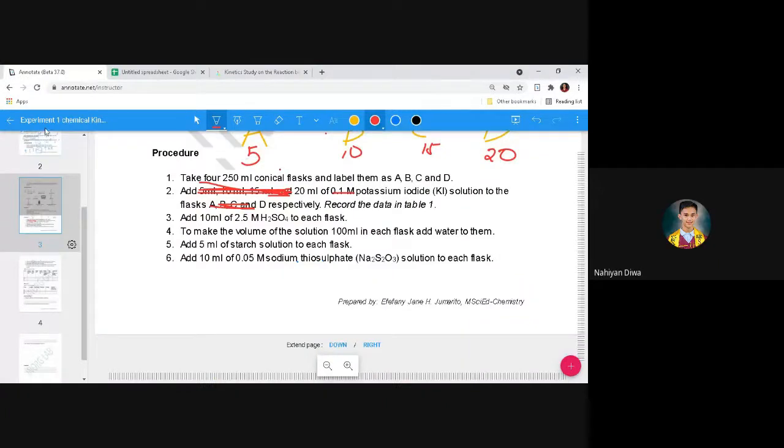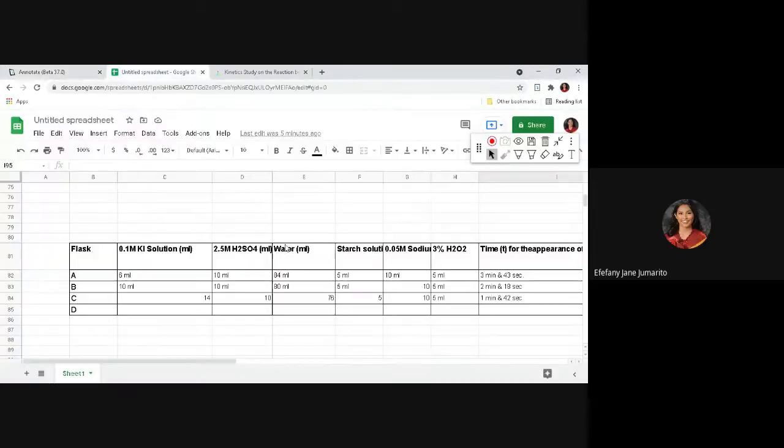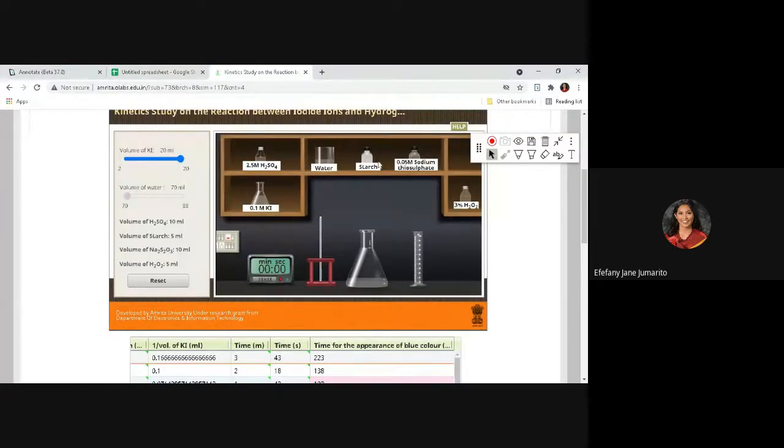Okay. Then after that, we will add 5 ml. Procedure 5. Add 5 ml of starch solution to each flask. 5 ml starch solution. Okay, 5 ml. All right, then let's pour.